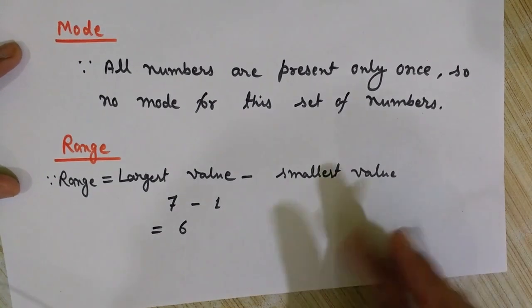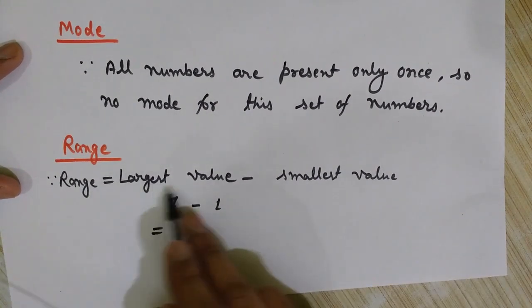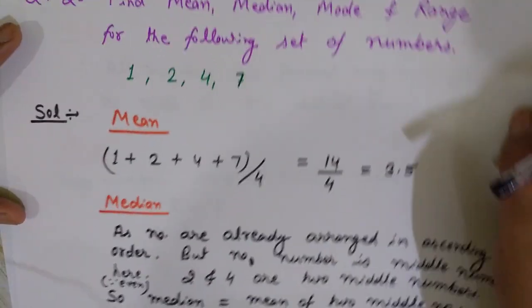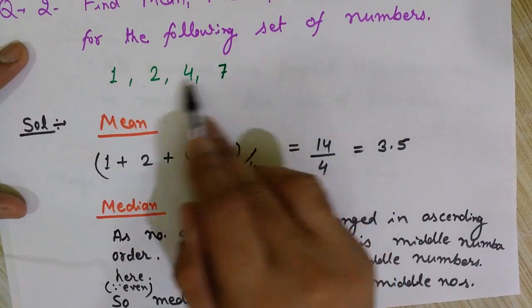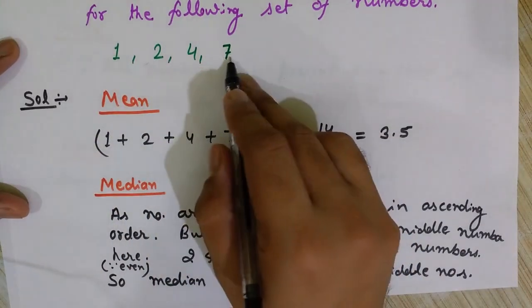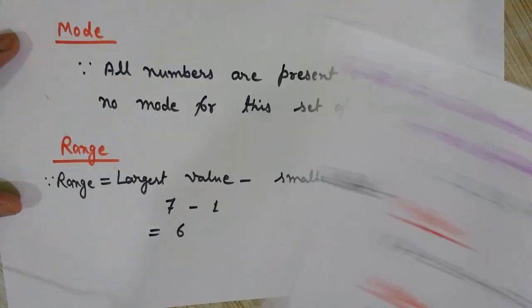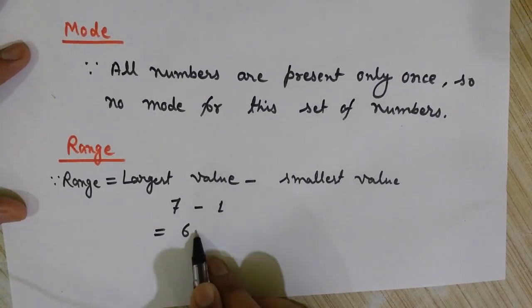Now what is range? Range is again very simple. Range is the largest value minus the smallest value. Here the largest value is 7 and the smallest value is 1. So 7 minus 1 is 6. 6 will be its range.